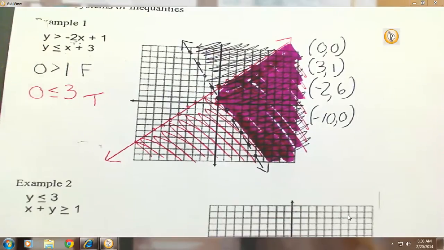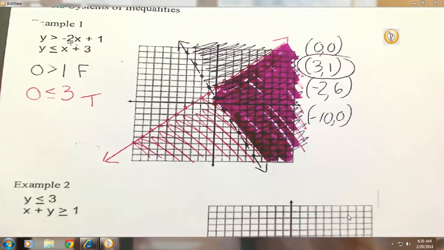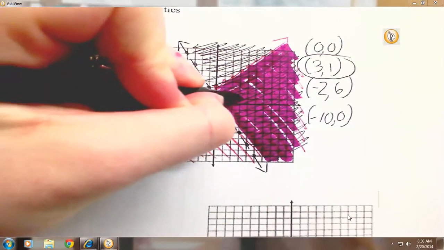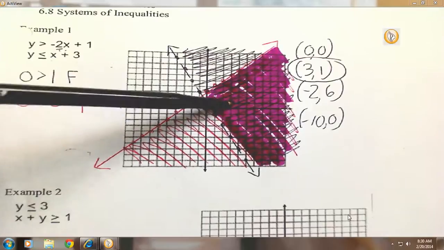Alright, so I want you to look at these 4 ordered pairs. I think there's just one that's a solution. Yeah, there's only one. Which one? It's 3, 1. And let's talk about how we know. How do we know that 3, 1 is the solution? Because it falls into the area that both are shaded. It's approximately right here on our graph.